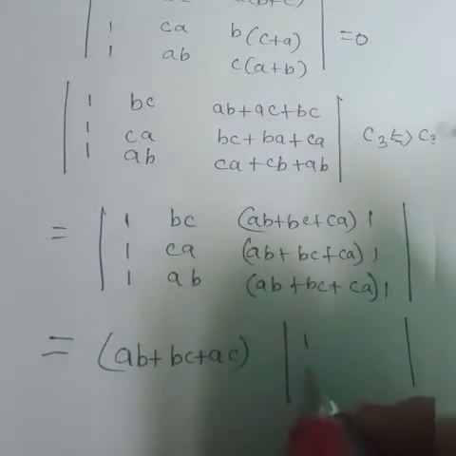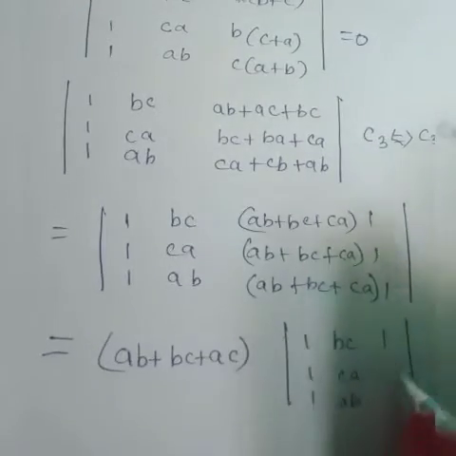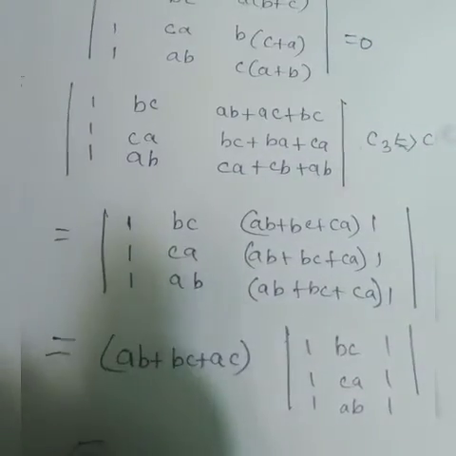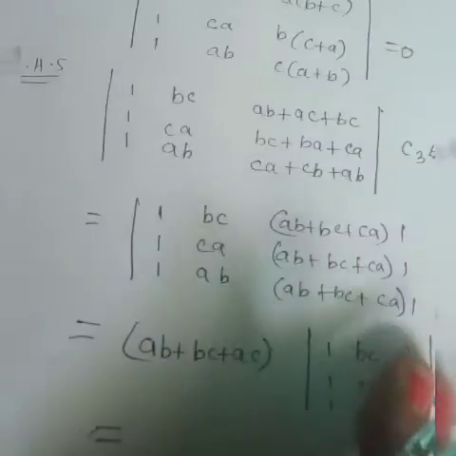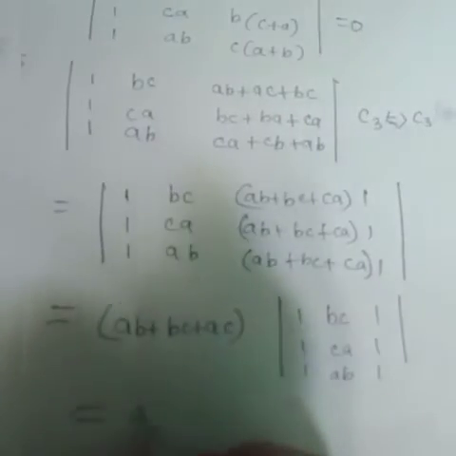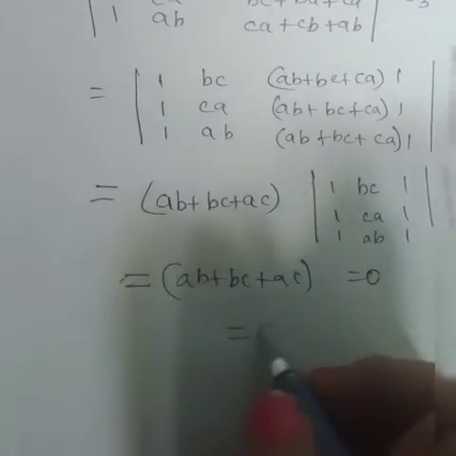So that I get 1, 1, 1, BC, CA, AB, 1, 1, 1. Now we have two identical columns. So this determinant becomes 0. So AB plus BC plus CA into 0, whose value is again 0.